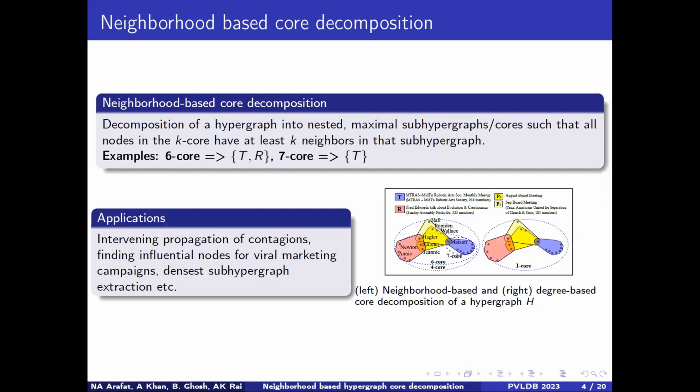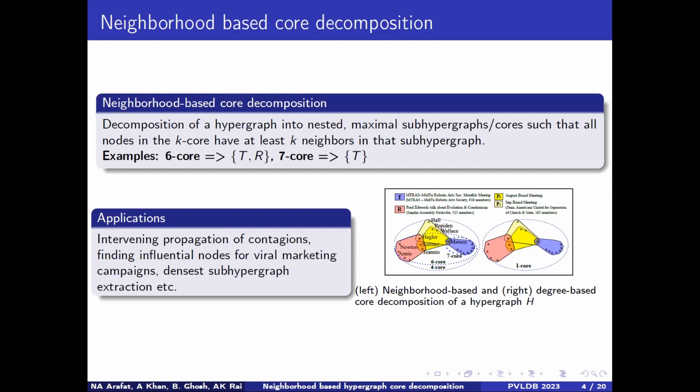We study a novel problem of neighborhood-based hypergraph core decomposition. That is, given a hypergraph, decompose it into maximal subhypergraphs or cores such that all nodes in the K core have at least K neighbors in that subhypergraph. For example, the 7 core is the hyperedge T since all nodes in T have 7 neighbors. Similarly, the 6 core is formed by the events T and R. We later demonstrate that such K-cores in hypergraphs can be useful in densest subhypergraph extraction, intervening disease propagation, and finding influential nodes for viral marketing.